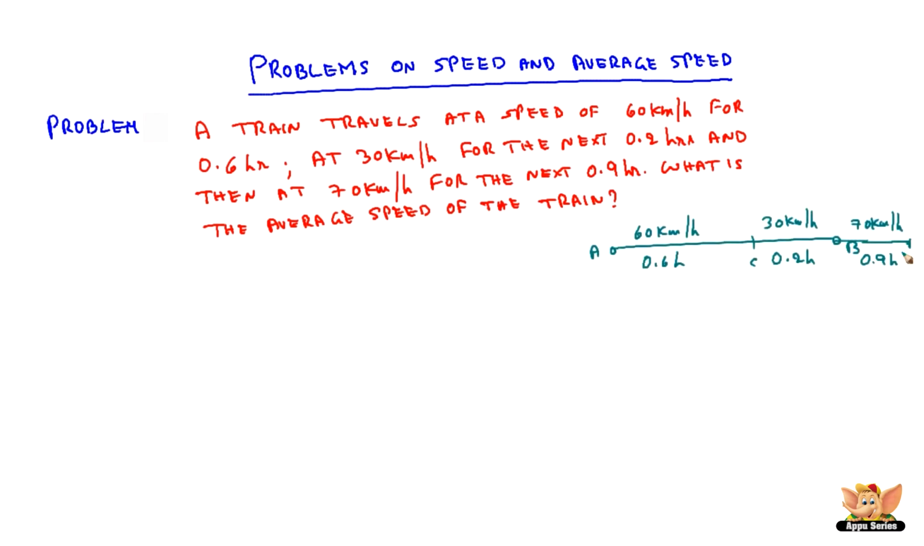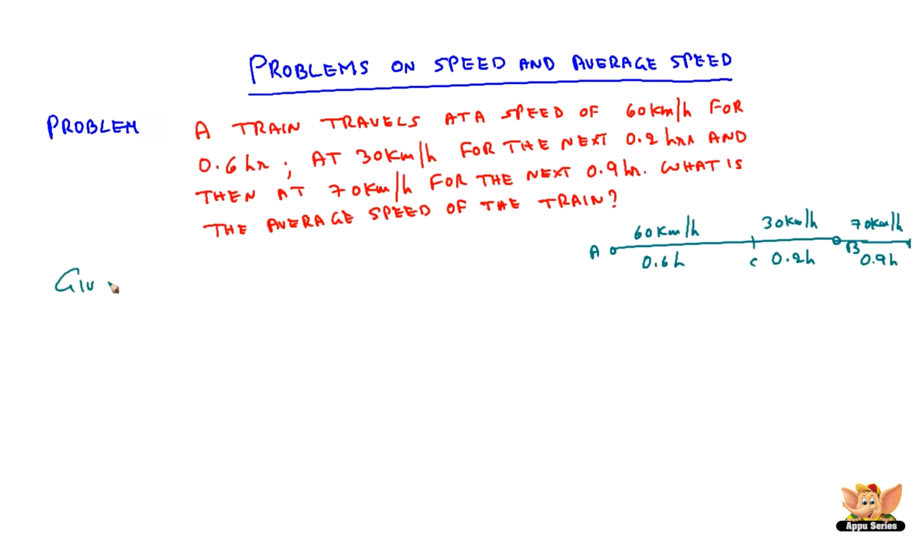Let us say a train is traveling from A to B in between C. Now the speed from when it starts at A is 60 km per hour and it traveled at this speed for 0.6 hours. And then when it touches point C, it changed its speed to 30 km per hour and it traveled at this speed for 0.2 hours. Later on, it started at 70 km per hour for 0.9 hours.